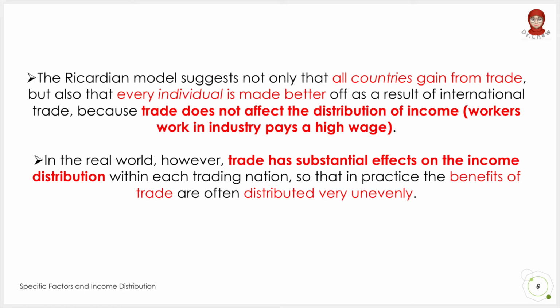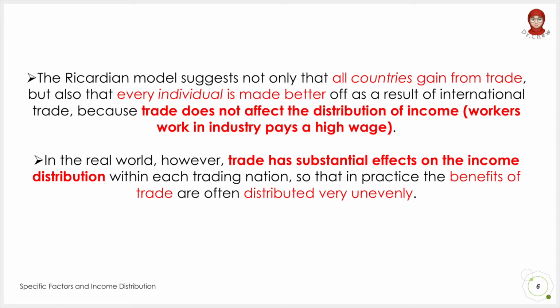However, the Ricardian model suggests not only that countries gain from trade, but also that every individual is made better off because trade doesn't affect the distribution of income. This was explained in the previous lesson, in which laborers or workers are allowed to move freely to whichever industry pays higher wages.